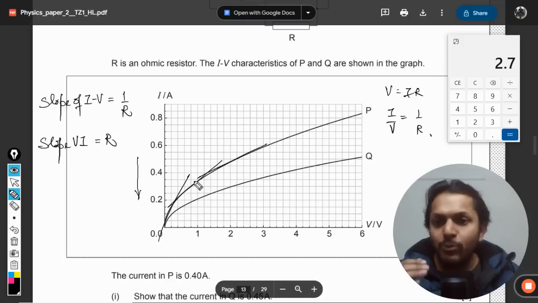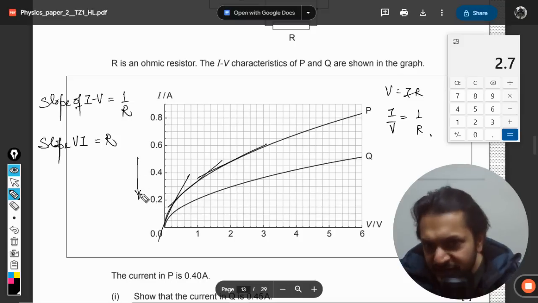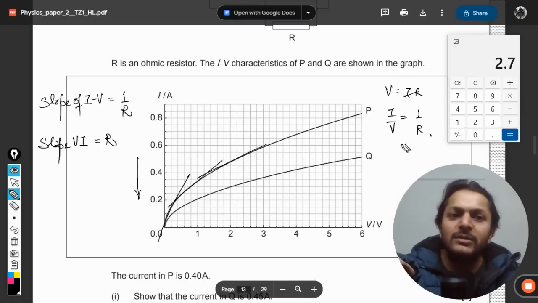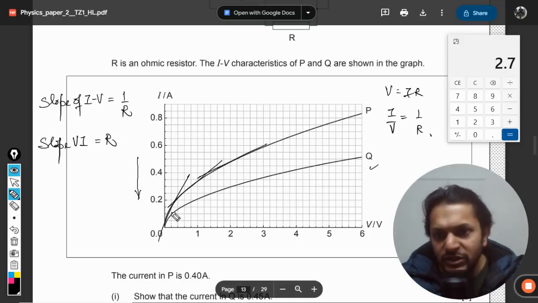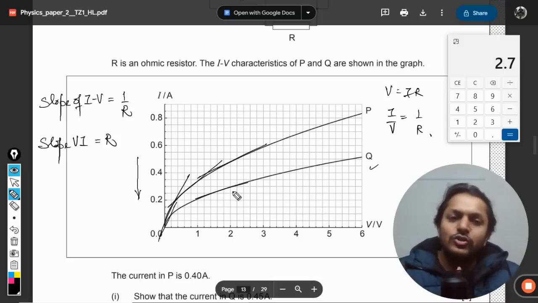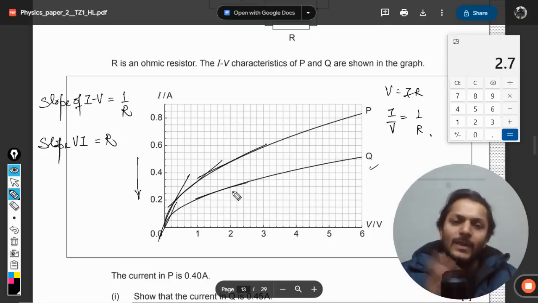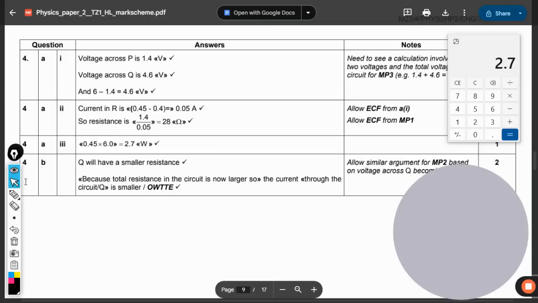So more is the slope, lesser is the resistance. If the current is reducing, the slope is becoming bigger. It means the resistance will become lesser. Even for Q, the slope is becoming steeper, isn't it? So this is the explanation. Let us go and see what is given in the mark scheme. Q will have a smaller resistance.